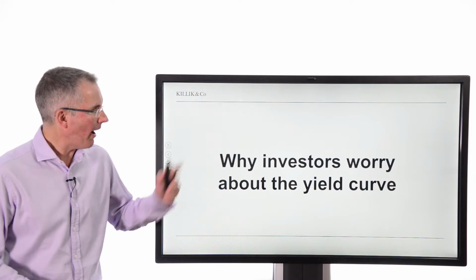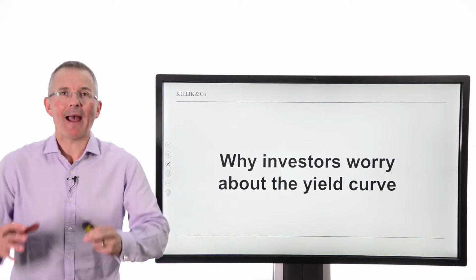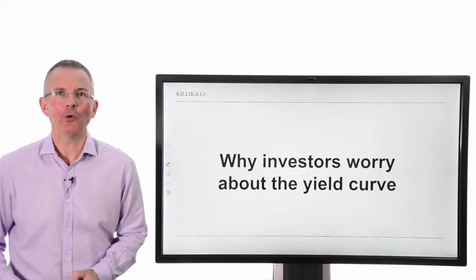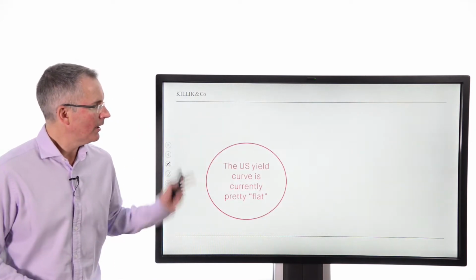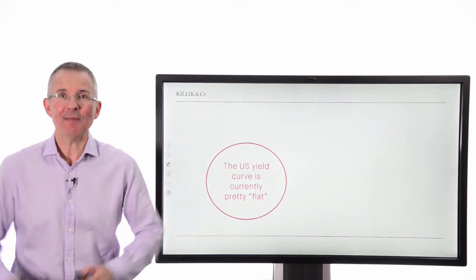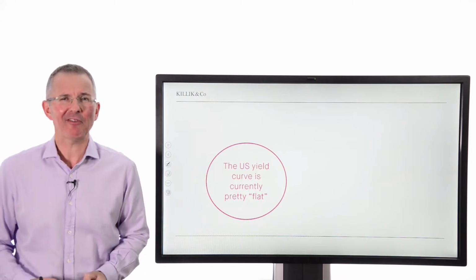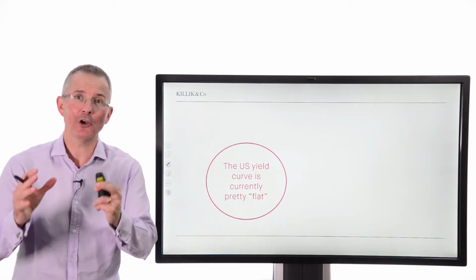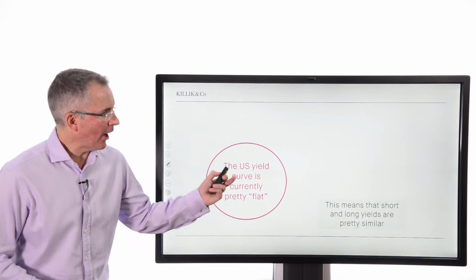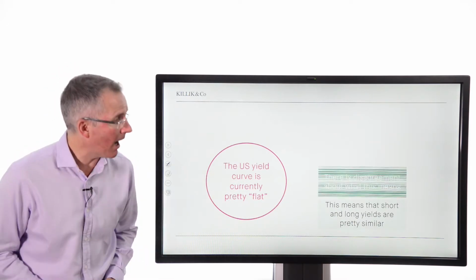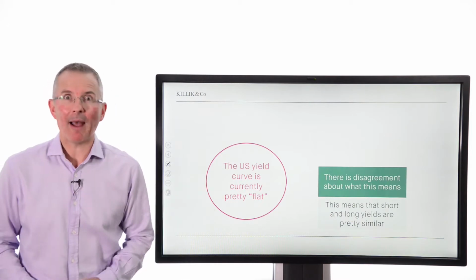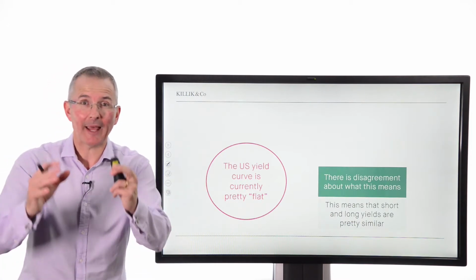This week, why are investors suddenly worrying about the yield curve, and the US yield curve in particular? Well, let's take a look. So, in a nutshell, the US yield curve is currently pretty flat. You think, how can a curve be flat? I'll show you that in just a moment. It's a term of jargon. So, this means that short and long-term yields are pretty similar. Diagram coming up. There's disagreement about whether that's good or bad news. I'll explain why in just a moment.